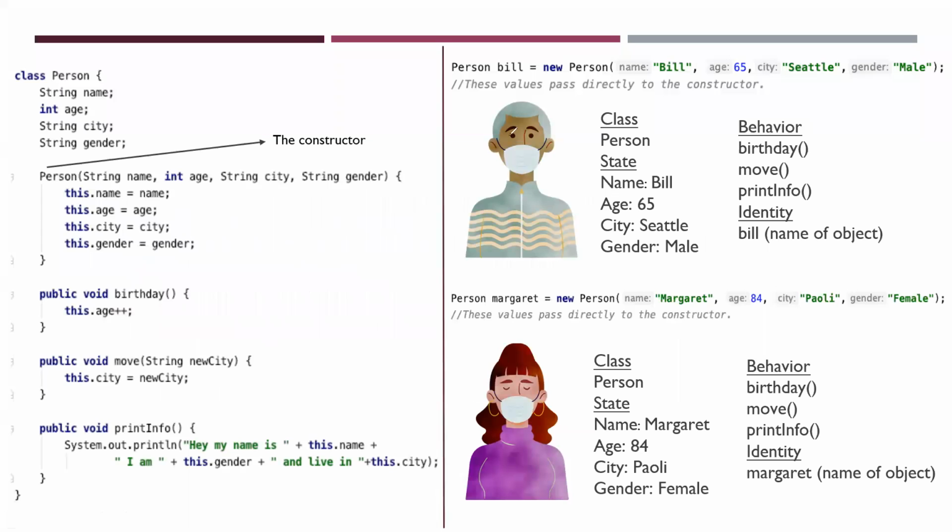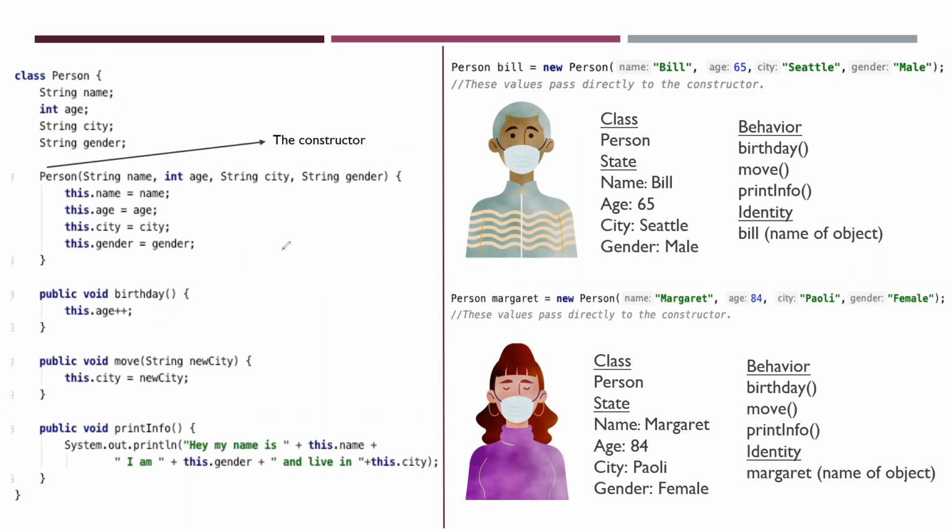So let's look at this example. We had person Bill and person Margaret. Both of them derive from the same class. Both of them are just person, both of them are people. They both come from person, and yet they're different. That's because we can have multiple instances of the same class.